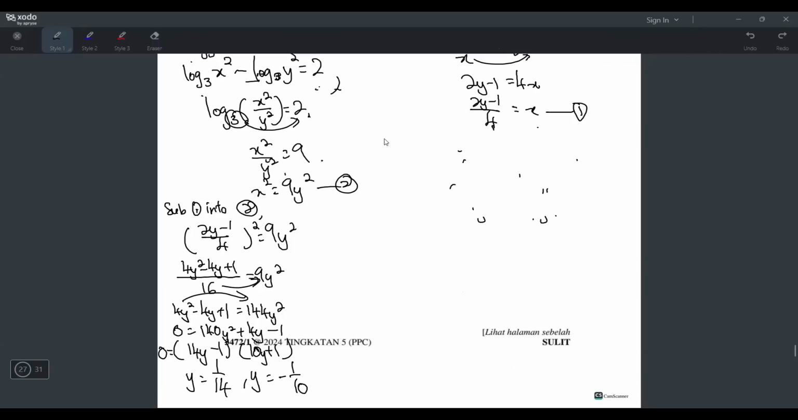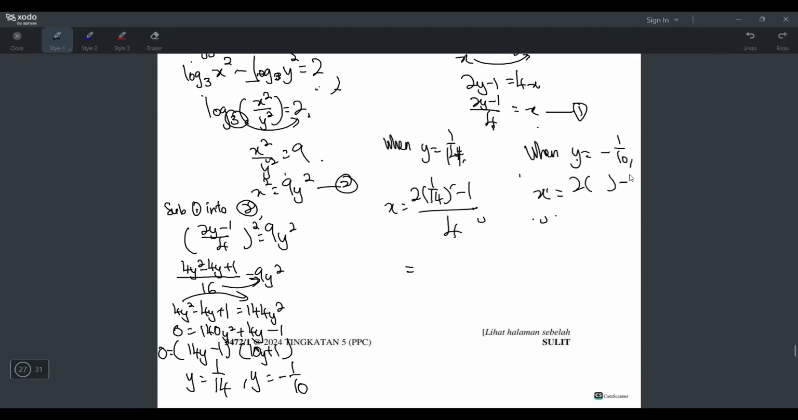So I will write here when y equals 1 over 14. And then I sub into equation 1. So x equals to 2y minus 1 over 4. And this one is 1 over 14. And then later I press calculator here. And then do again for the second answer. When y negative 1 over 10, my x will be 2y minus 1 over 4. My y is negative 1 over 10. And then press again. Okay, let's use calculator.